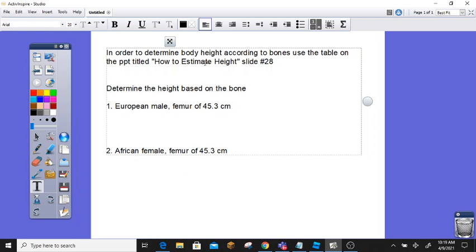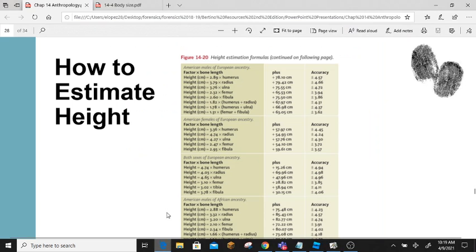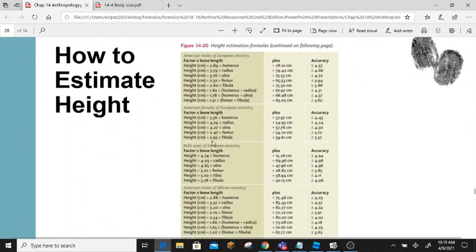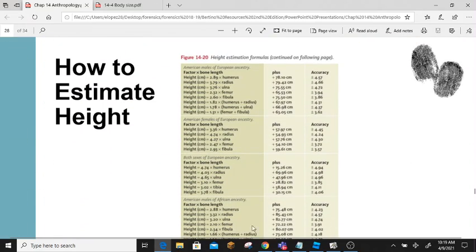So if you want, you can go ahead and copy this down. But what we're going to do is determine the height of a person based on their bones. Sometimes we'll find a bone fragment and we can tell how tall a person is. Now we are going to use slide number 28 from the PowerPoint: how to estimate height.